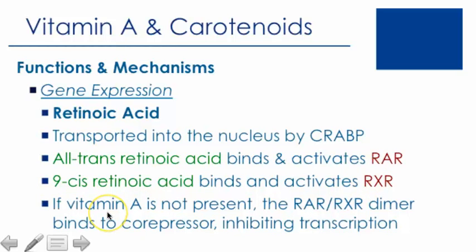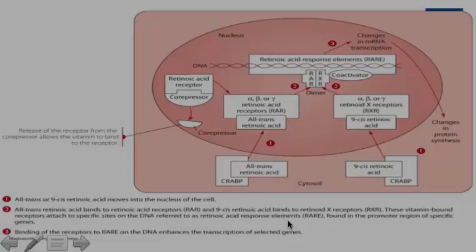So you want to link here the all-trans retinoic acid to RAR and the 9-cis retinoic acid to the RXR. We'll see also in the diagram if vitamin A is not present. So if either of these retinoic acids are not present, then the RAR and RXR receptors will bind to what's called a co-repressor, which inhibits transcription. So we're going to see that these retinoic acids will promote transcription, but when the retinoic acid is not present, then the receptor binds to the co-repressor, inhibiting transcription.